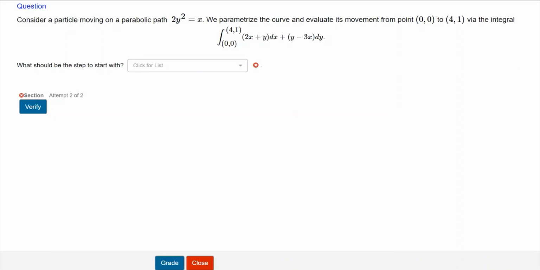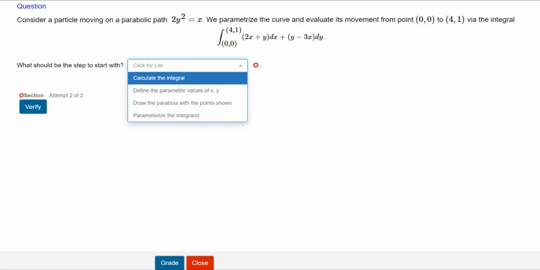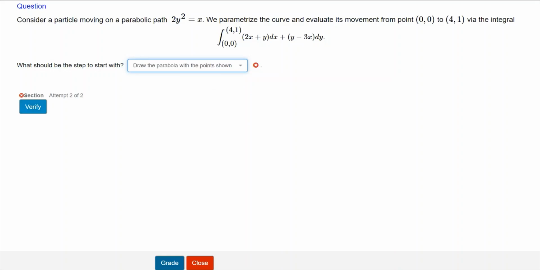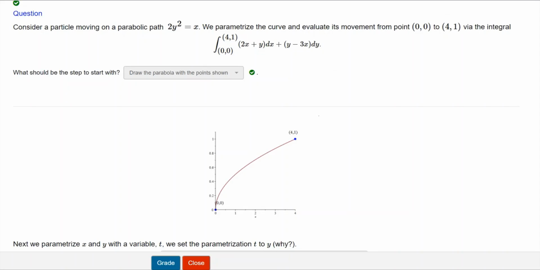Why? Because we had chosen defining the parametric values of x and y. However, we can define the parametric values according to the path described, and we don't know the path yet. I mean, we know somewhat, but we haven't seen it. So the first thing in such questions should be to draw the graph. So we draw the parabola with the points, and then we verify the answer and see that it's correct now.